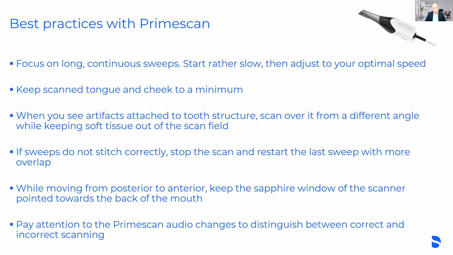And then with Prime Scan, you have the audio changes. You can turn the audio on or off, but there are a couple of different audio settings to know about when you're scanning correctly or incorrectly. It'll give you an audible tone that changes to tell you it's not scanning the way it should be, or it's not recognizing the anatomy or the tooth that it should be.